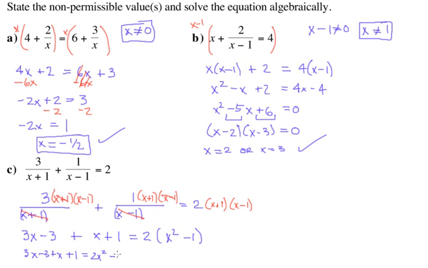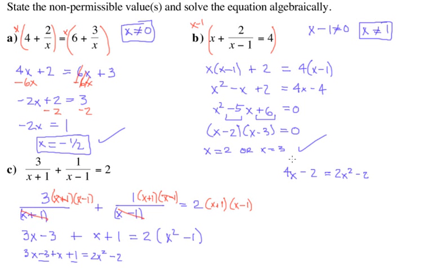x squared minus 2. Add up things on the left side. 3x plus x gives me 4x. Negative 3 plus 1 is negative 2 equals 2x squared minus 2.